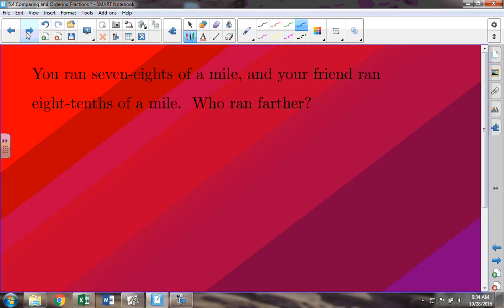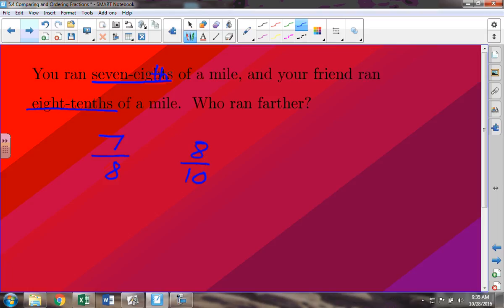Lastly, you can use them to solve word problems. You ran 7/8, and 8 is misspelled there. Okay, so there's you, 7/8, and your friend ran 8/10. Who ran farther?